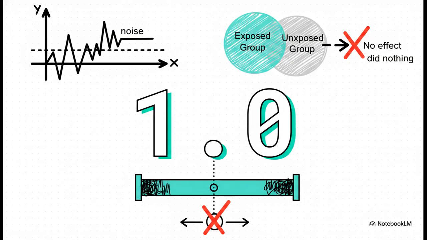To audit for actual signal versus just pure noise, we absolutely must memorize the null value of 1.0. If a 95% confidence interval for a ratio crosses this number, there is no statistically significant association. It is purely noise. A relative risk of exactly 1.0 means the risk in the exposed group is identical to the unexposed group. The exposure literally did nothing.